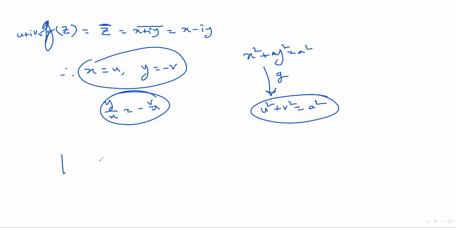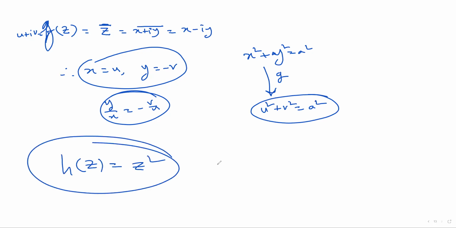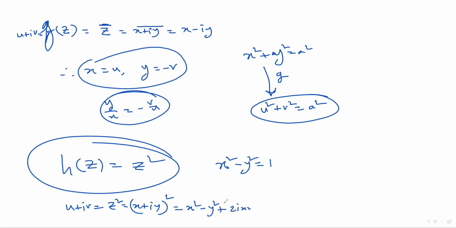So there can be different kinds of maps. For example, another complex map can be z square. And maybe you need to find the transformation of this hyperbola. So u plus iv is z square, which is x plus iy whole square. After squaring, you are going to get x square minus y square plus 2ixy. So you can see that in this problem, u is x square minus y square and v is 2xy.